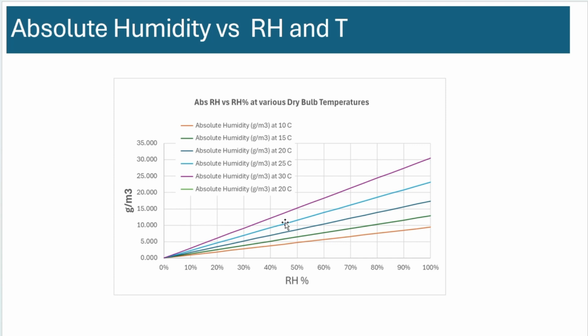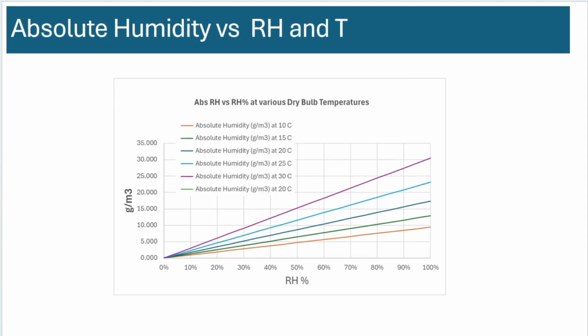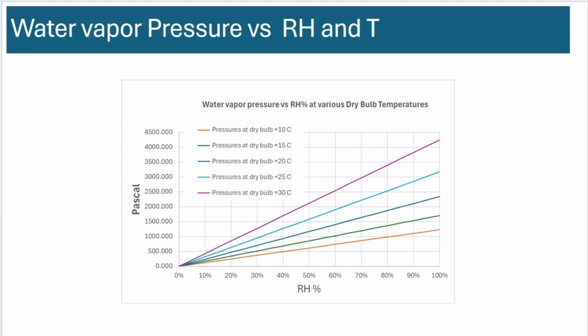So this is straightforward. The first one was absolute humidity: as the relative humidity increases, absolute humidity also increases. And as the temperature increases, the absolute humidity also increases. Same thing goes for humidity ratio. And then we can look at the water vapor pressure, the actual pressure of water vapor, as the humidity increases for various dry bulb conditions.